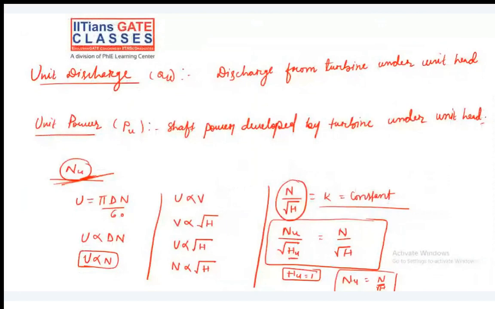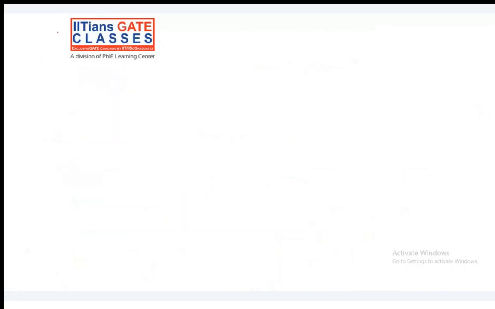Simple, na. See, things are very simple here. We just need to break out whatever we can see, so that there is nothing hidden. Okay. So Nu is N upon root H, and moreover N upon square root of H at 1 is equal to N upon square root of H at 2.